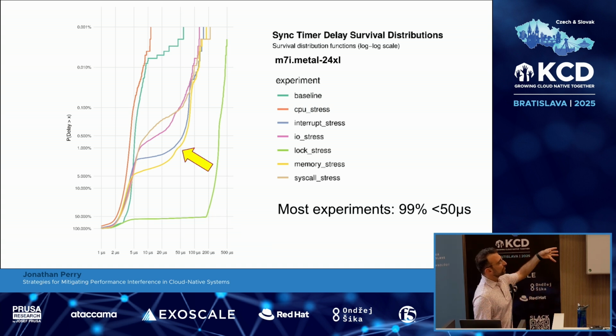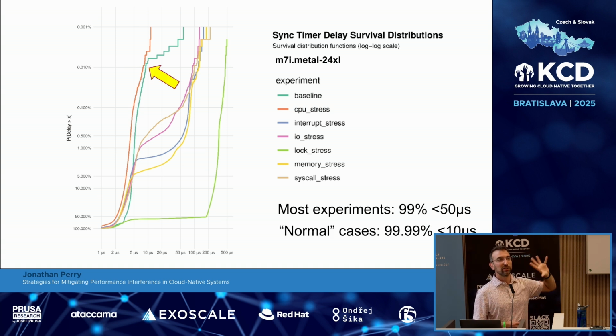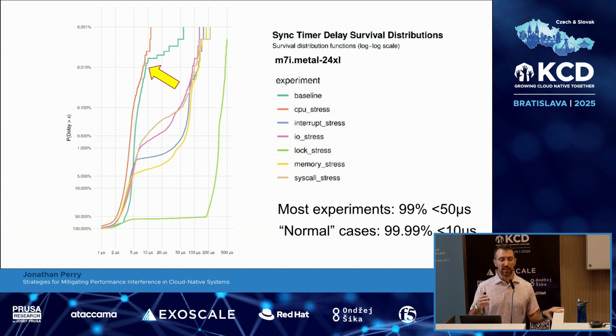But even under most of the stress tests, you can see that only 1% of the 1 millisecond intervals had a jitter of over 50 microseconds. And in the regular runtimes, without huge stress, only 0.01% of experiments had more than 10 microseconds of latency. So this is totally workable. This is for the bare metal machine, but there's a similar one for the 4x large, like the smaller VMs with 8 cores and 4 cores. So this is totally workable.